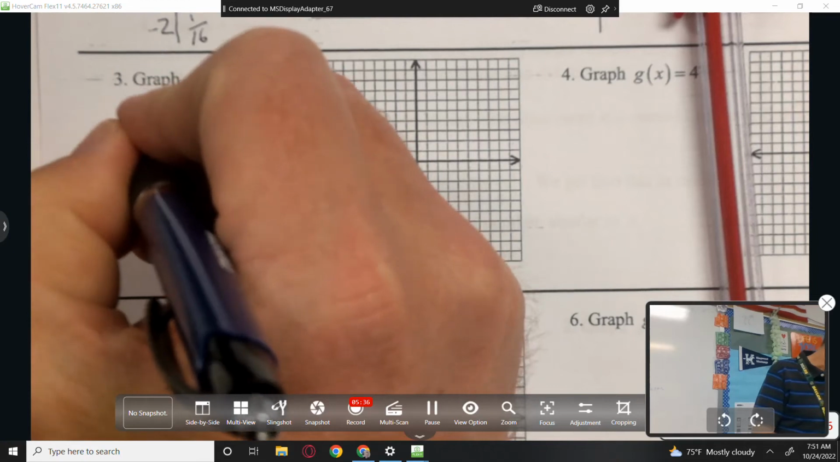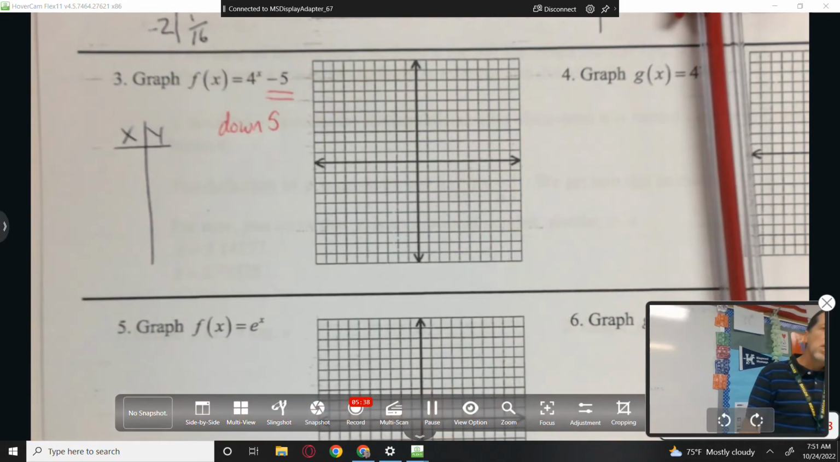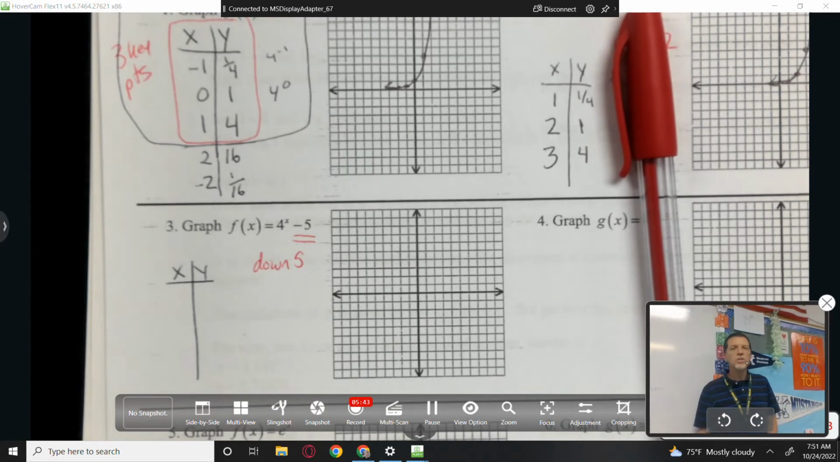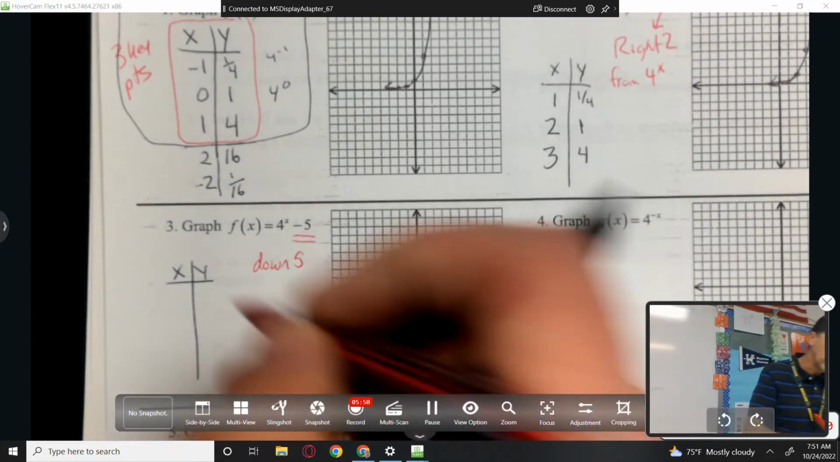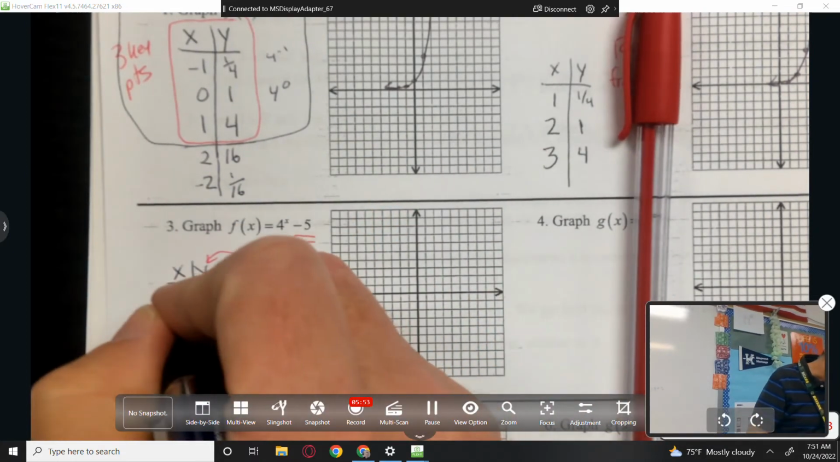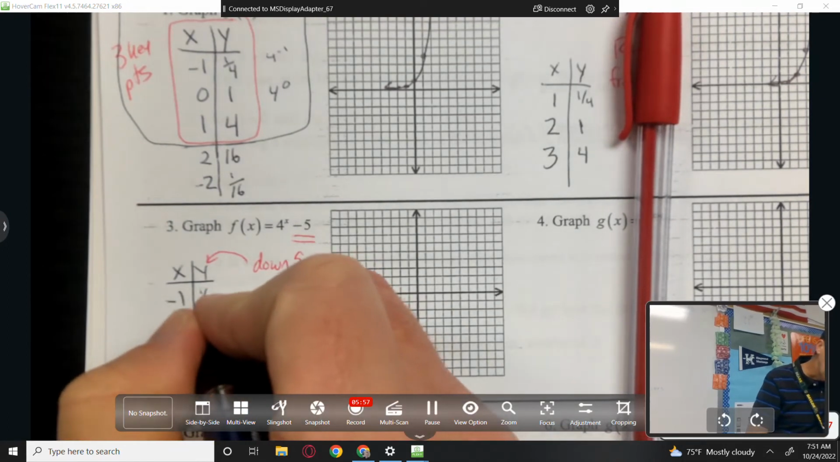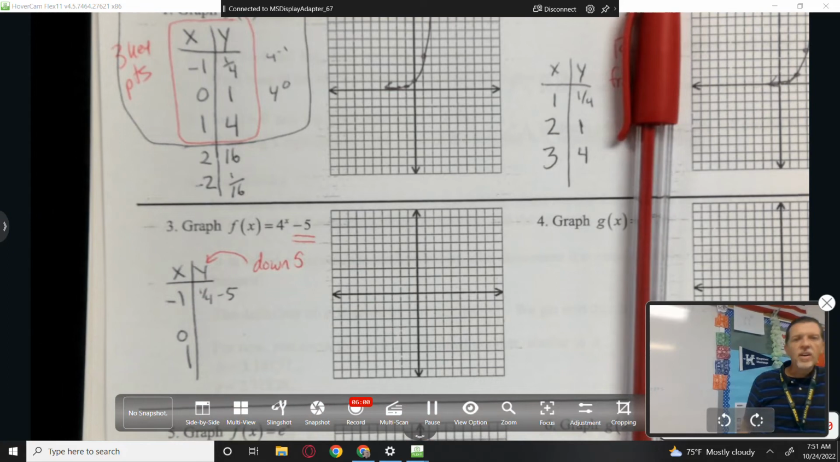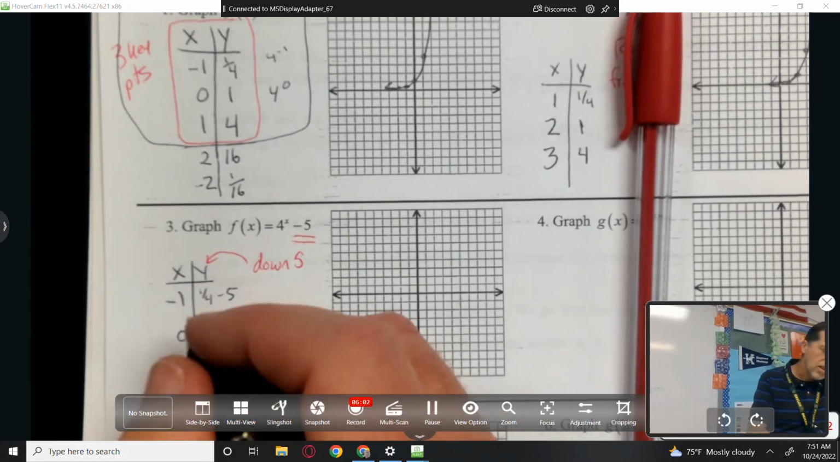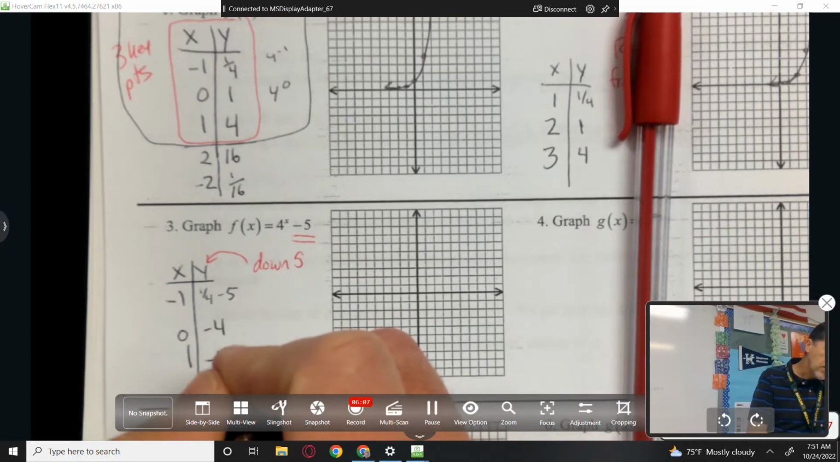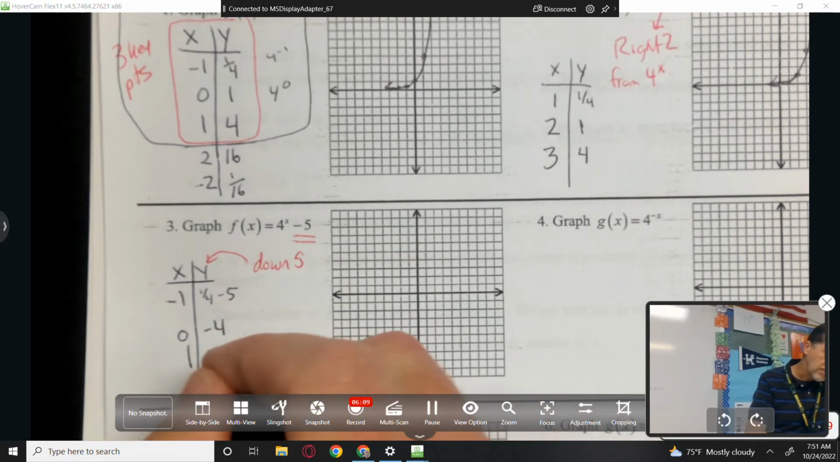So in terms of our table, which variable should we alter and how so to move it down 5? -5 on y values. Yeah, so we'll take the y values and move them down. So the x values are the same. 1/4 minus 5, come back to that in a minute. 1 minus 5 is -4. 4 minus 5 is not -5, it's -1.